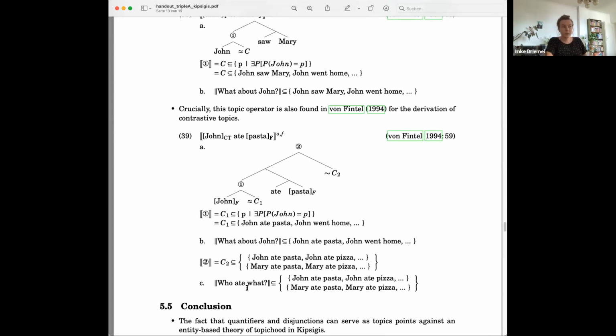Okay. So what we found now is, long story short, we have found an analysis, a theory that has a common core between aboutness topics and contrastive topics, and something that could potentially spell out co. That was the point of the whole thing.